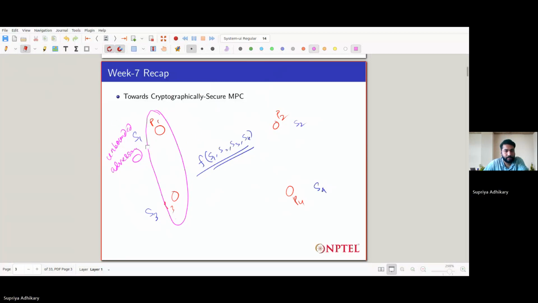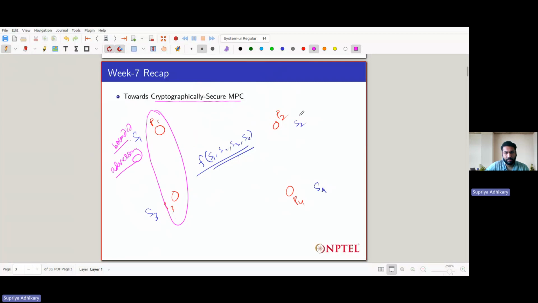But now we are assuming that our adversary is a bounded adversary. That means they have limited resources and limited computation power. So using this assumption, can we improve our MPC protocols or not? That is the goal for these cryptographically secure MPCs.